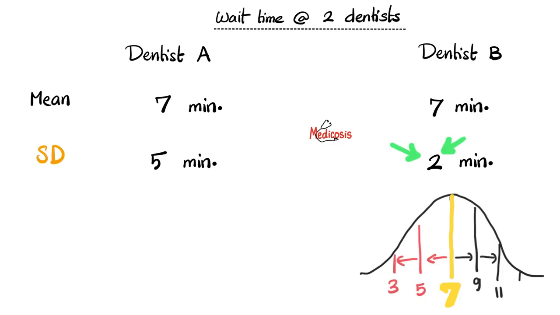How about 3 standard deviations above the mean? 11 plus 2 is 13. And as you know, 3 standard deviations from the mean correspond with the 99th percentile, roughly, which means that 99% of patients are going to wait less than 13 minutes. And only 1% is going to wait longer than 13 minutes. And as you know, since this is a normal distribution, this is the median, which means half of the patients will wait for less than 7 minutes and the other half will wait more than 7 minutes.